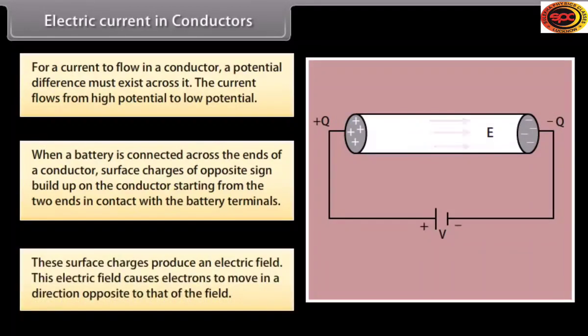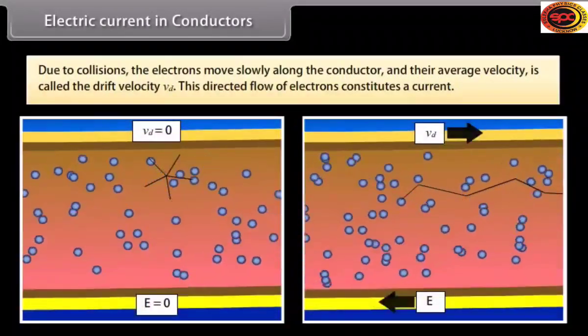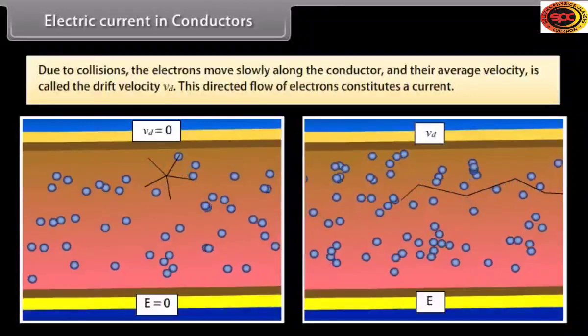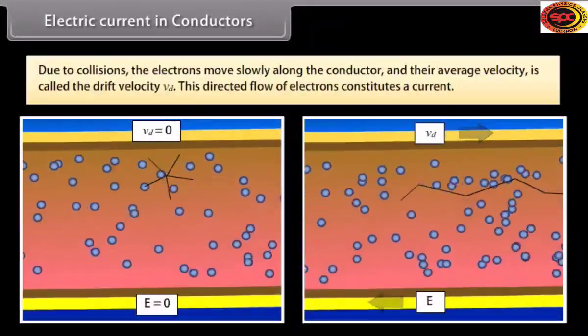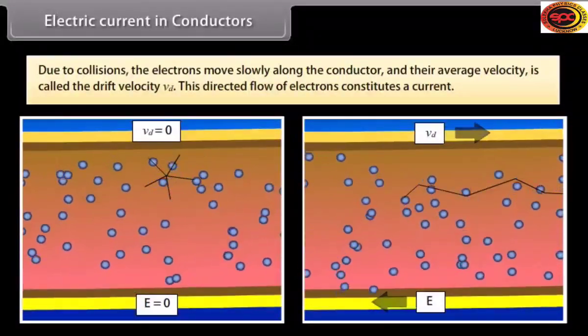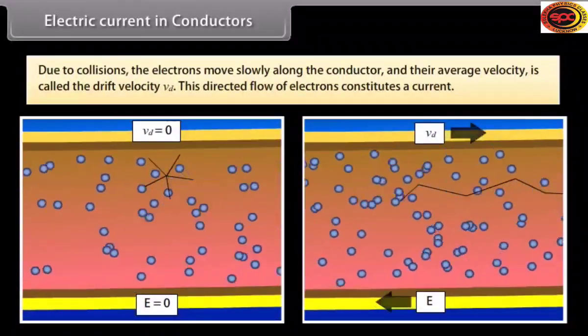These surface charges produce an electric field. This electric field causes electrons to move in a direction opposite to that of the field. Due to collisions, the electrons move slowly along the conductor and their average velocity is called the drift velocity Vd. This directed flow of electrons constitutes a current.